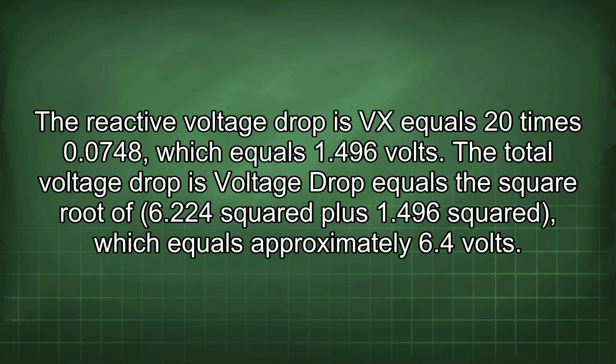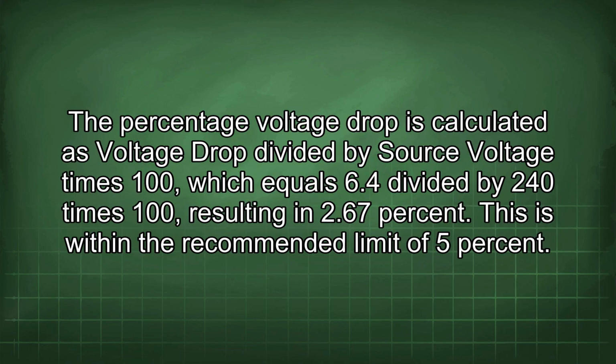6.4 volts. The percentage voltage drop is calculated as voltage drop divided by source voltage times 100, which equals 6.4 divided by 240 times 100, resulting in 2.67%. This is within the recommended limit of 5%.